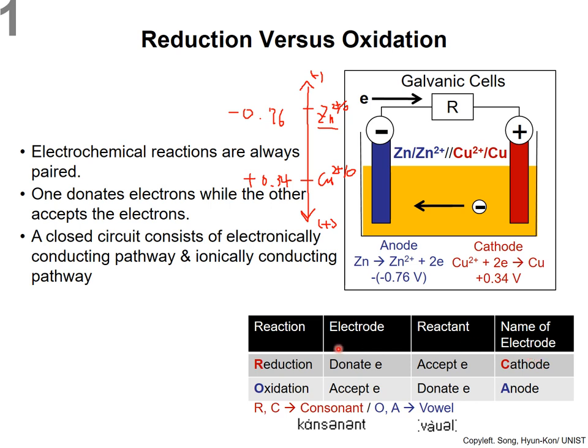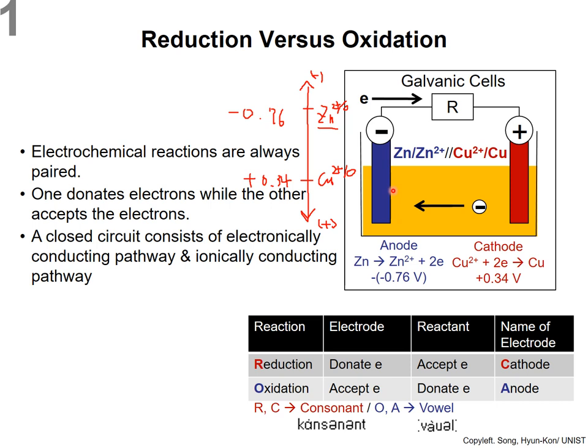Let me go to the other reaction, which is oxidation. From the viewpoint of the electrode, the electrode would accept the electron, and the reactant would donate the electron. So in this case, if the reactant is zinc, zinc donates electrons to the outer circuit, and the outer circuit accepts the electron. So it is called oxidation, and the oxidation electrode is called the anode. So this is the anode.